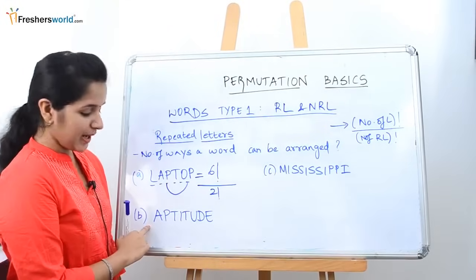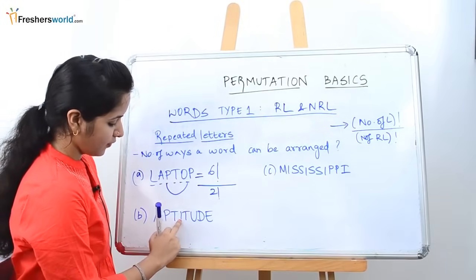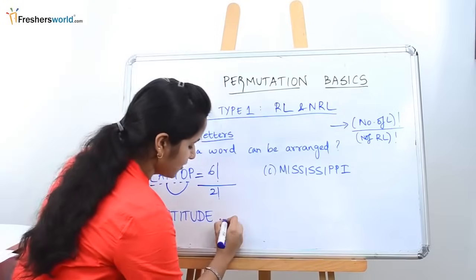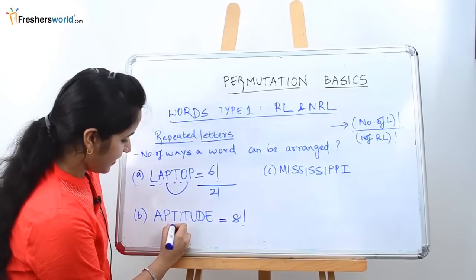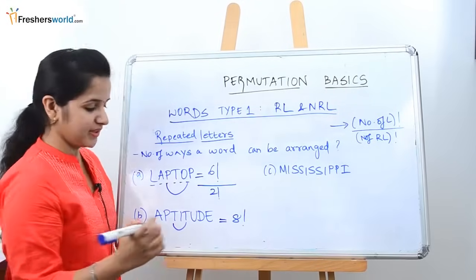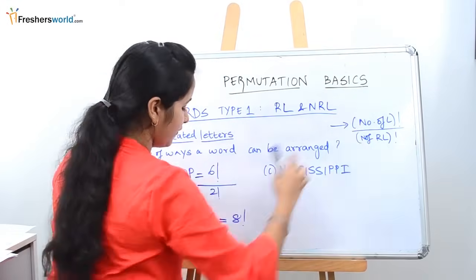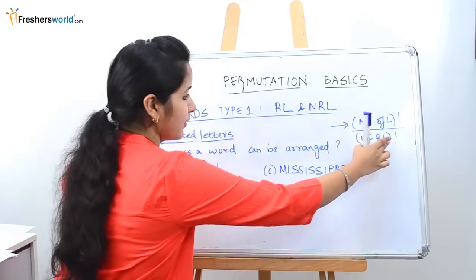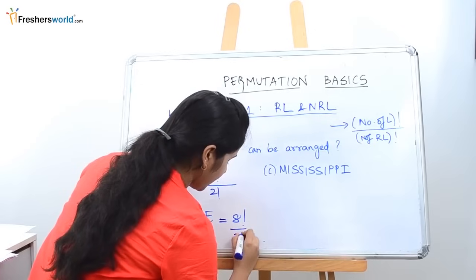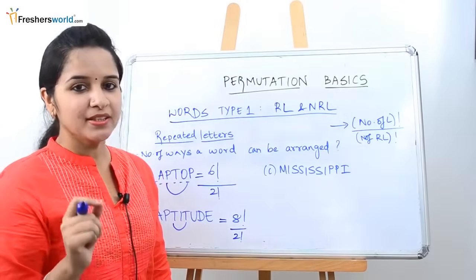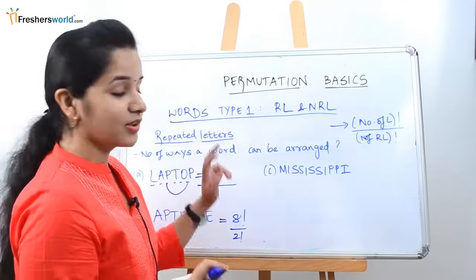We have the word aptitude. 1, 2, 3, 4, 5, 6, 7, 8. So the number of letters is 8 factorial. What is repeated here? T is repeated twice. So as per the formula, the number of letters is 8 factorial, and T is repeated twice, so divided by 2 factorial.